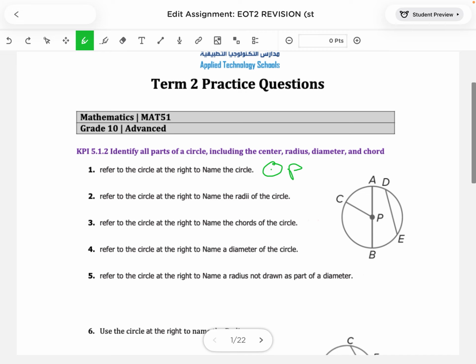Name a radius, PC, PA, you can call many. Name a chord, DE is a chord. Name a diameter that passes through the circle, the center, so it is AB. Radius, not a part of the diameter, PC again.